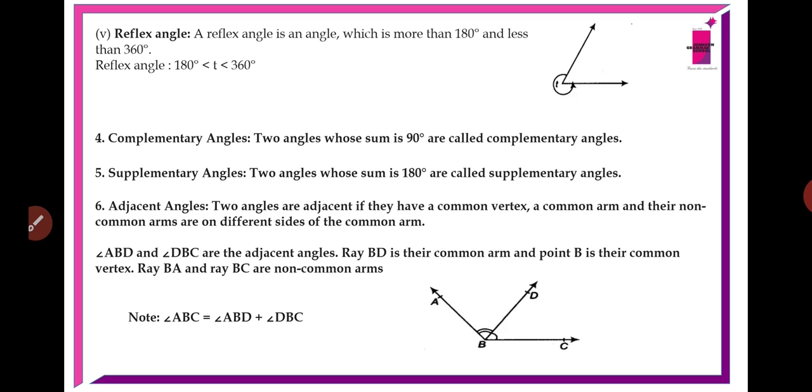Supplementary angles. Two angles whose sum is 180 degrees are called supplementary angles. Let angle A plus angle B equal 180 degrees, then A and B are supplementary to each other. Example, 120 and 60. If angle A equals 120, angle B equals 60 degrees. So angle A plus B equals 180. Angle A is supplementary to B and angle B is supplementary to A.